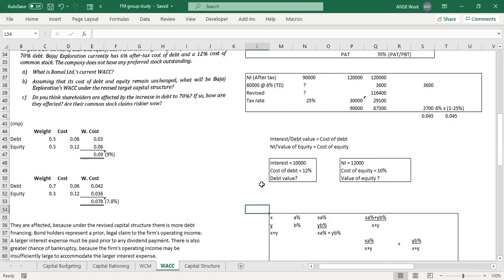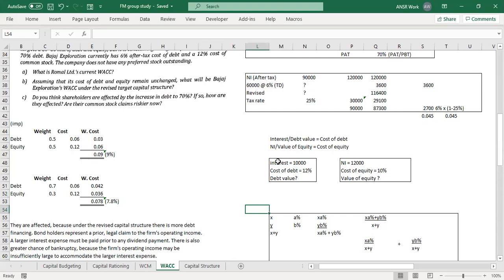No, what I'm asking is cost of debt. Suppose you have the value of the debt with you, and you have the amount of interest that you are paying per year. How will you calculate the cost of debt? Interest divided by the debt will be the percentage. Absolutely correct. That's what I wanted.